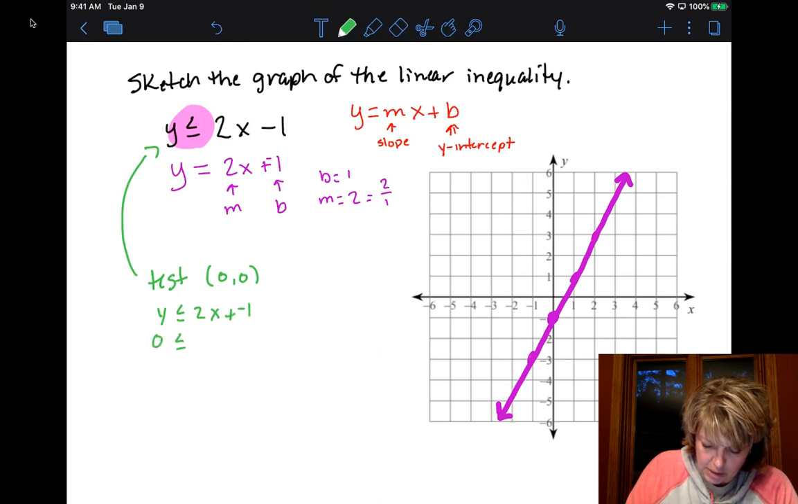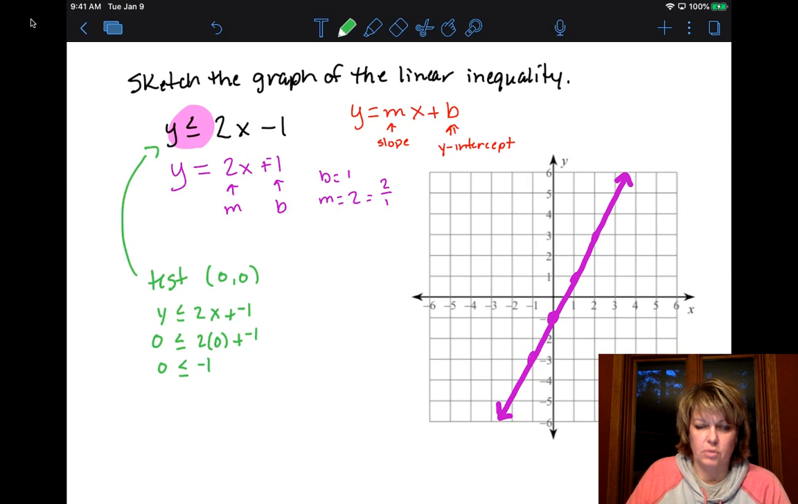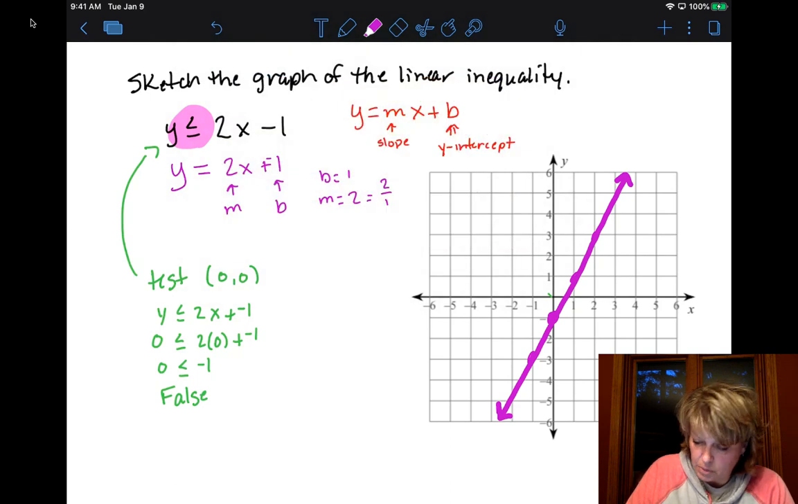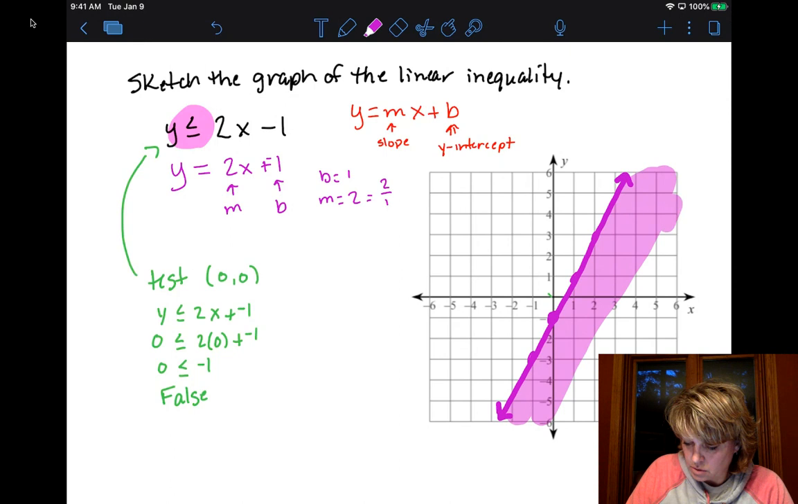put 0 in for y, put 0 in for x, I get 0 less than or equal to negative 1. Is 0 less than or equal to negative 1? No, it is not. This is a false statement. So therefore, when I come over here and I pick my point 0, 0, I do not want it part of my solution. So therefore, I am going to shade, what color do I have there? Yep. I'm going to shade all of the region on the other side. 0, 0 did not work. So therefore, I'm going to shade all of this region.